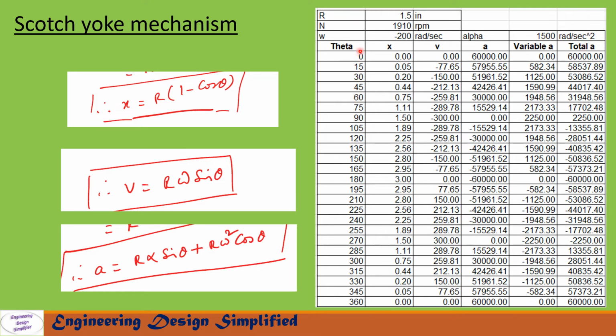For any given crank angle from 0 to 360 at an interval of 15 degrees, x displacement is calculated using this equation and velocity is calculated using this equation. The alpha term is found using this equation, and the variable a, that is considering alpha, this column is calculated using r alpha sin theta. So total acceleration is this plus this. Let us see the graphs in the coming slides.